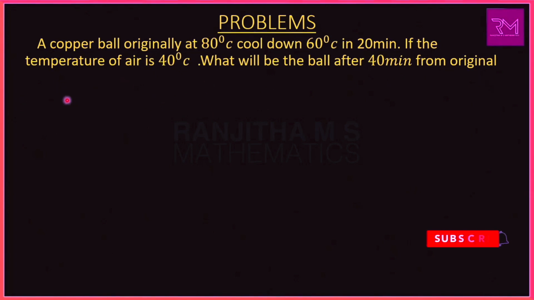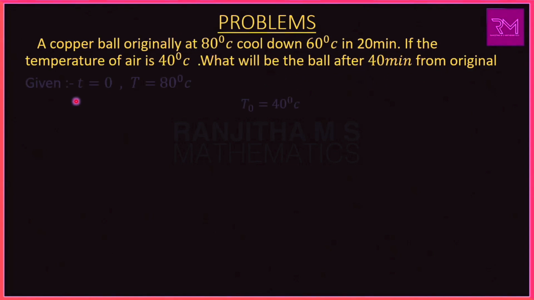So first take the given data. Here they have mentioned a copper ball originally at 80 degrees Celsius. Here first, at room temperature, the copper ball will be at 80 degrees Celsius. If we cool down that copper ball, it reduced to 60 degrees Celsius in 20 minutes. If the temperature of air is 40 degrees Celsius, then we have to find what the temperature of the ball is after 40 minutes from the original.